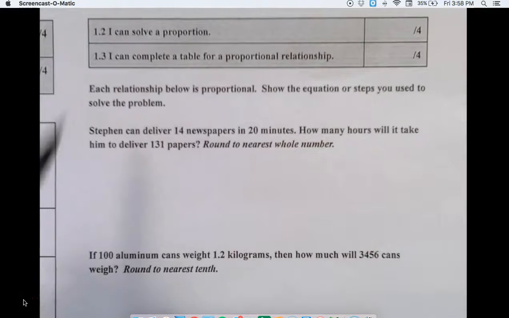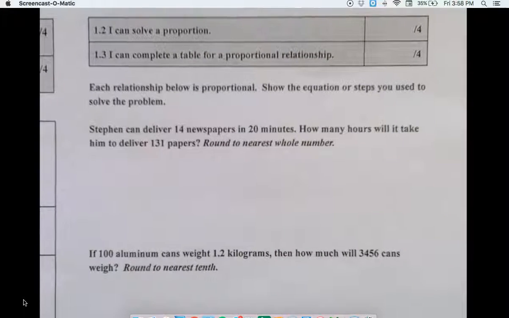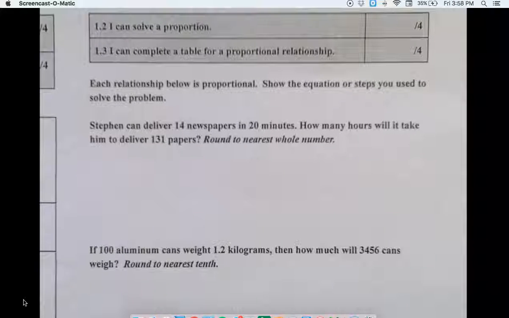Alright, we're going to start with 1.2. I can solve a proportion. Each relationship below is proportional. Show the equation or steps you use to solve the problem. Stephen can deliver 14 newspapers in 20 minutes. How many hours will it take him to deliver 131 papers? Round to the nearest whole number.